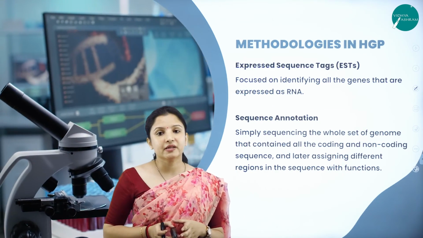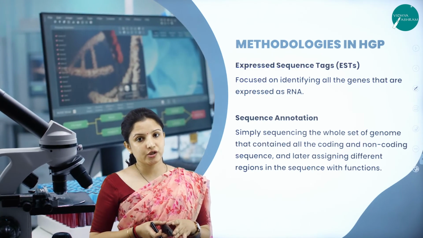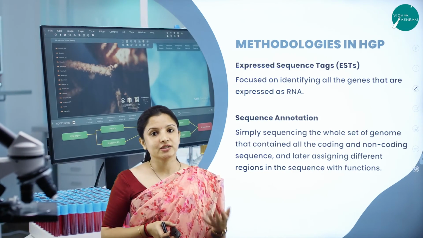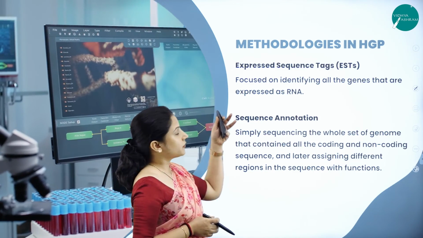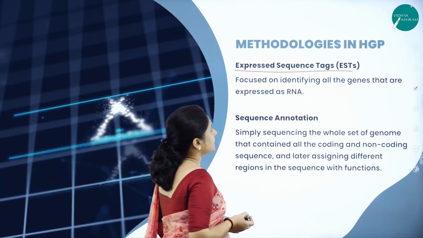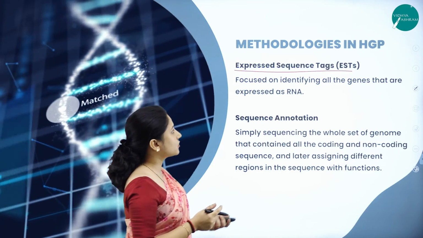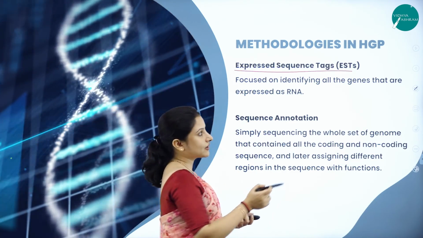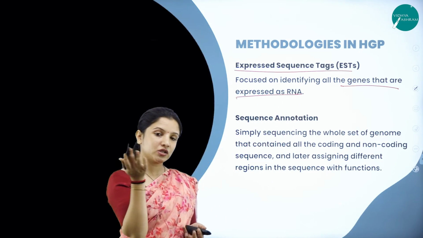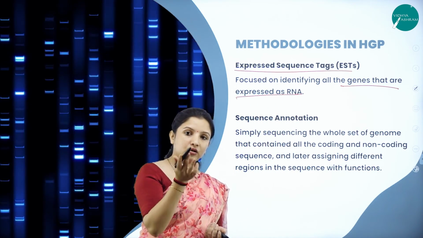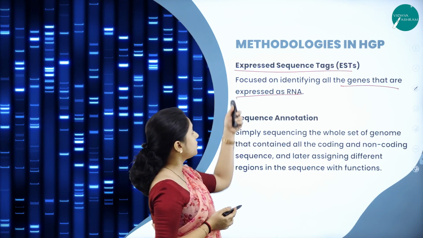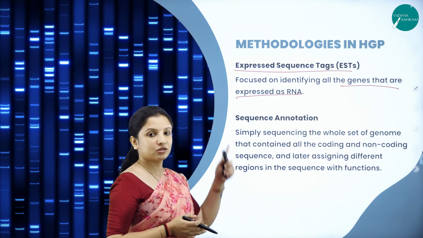And what are the various methodologies that were adopted in the Human Genome Project? For sequencing and all that, what are the different methodologies they had adopted? We shall look into it. The first methodology they used was expressed sequence tags. Expressed sequence tags are mainly focused on identifying all the genes that are expressed as RNA. Because how did they know that each gene produces a particular type of protein or an enzyme? They had to sequence it, they had to find out, right? So that was done using expressed sequence tags. So this is one of the tools.